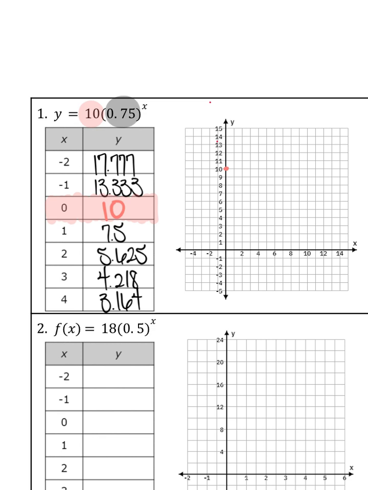I got 0 and 10, 1 and 7.5, 2 and 5.6 something, 3 and 4.2, and 4 and 3.1. From there, I'm just going to connect all of these dots so that my exponential graph can be completed.